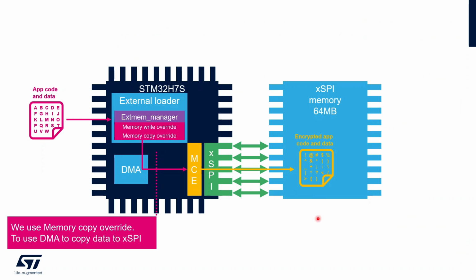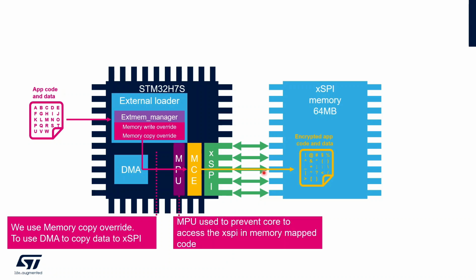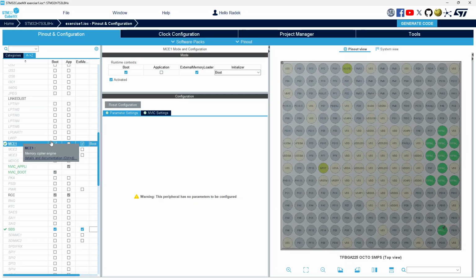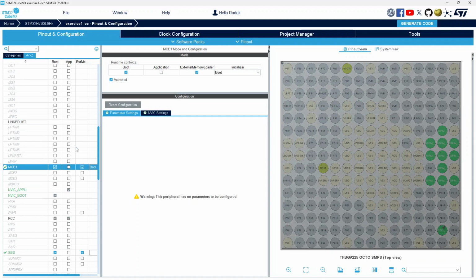Of course, as an additional feature, to be sure that during this write the core will not accidentally read or write into the memory, we can use the last unit, which is the MPU, to be sure that only the DMA will access the external memory. So we are 100% sure that the core cannot bother us in case there is a mistake in the software. The MCE is then enabled.